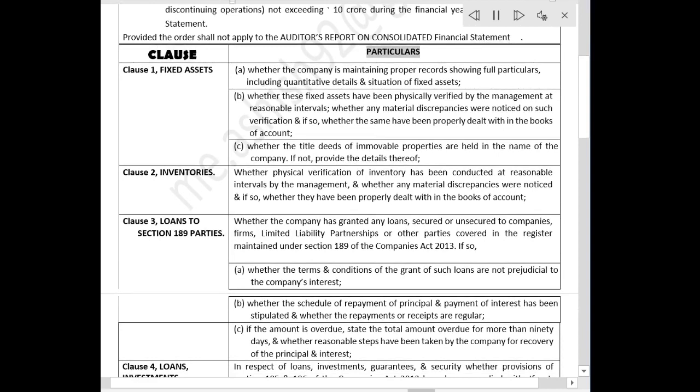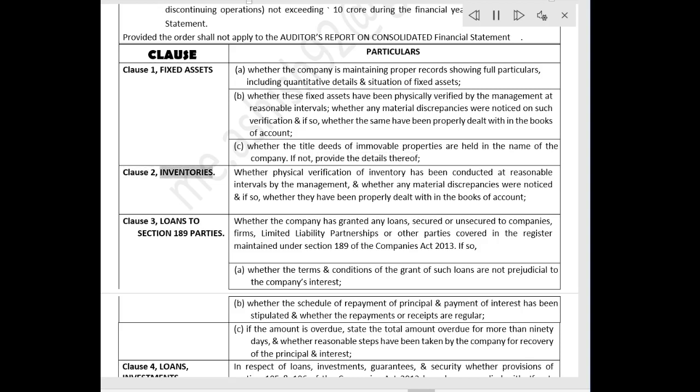Clause. Particulars. Clause 1. Fixed assets. A. Whether the company is maintaining proper records showing full particulars, including quantitative details and situation of fixed assets. B. Whether these fixed assets have been physically verified by the management at reasonable intervals, whether any material discrepancies were noticed on such verification, and if so, whether the same have been properly dealt with in the books of account. C. Whether the title deeds of immovable properties are held in the name of the company. If not, provide the details thereof.